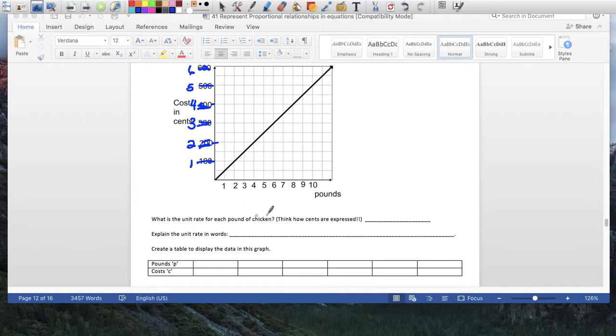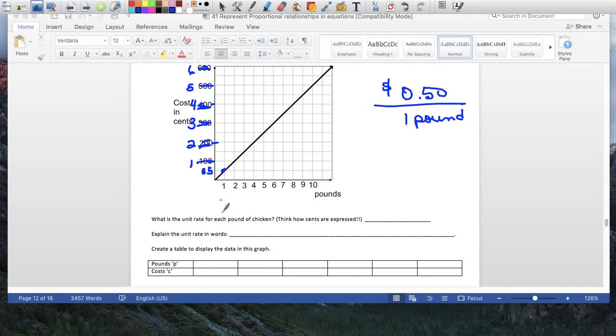So what is the unit rate for 1 pound of chicken? So this is the pound. So 1 pound of chicken meets here. And halfway between 0 and $1 is 50 cents. So my unit rate, according to the graph, is 50 cents for 1 pound of chicken. And I used my graph to find it. Okay. Explain the unit rate in words. It's 50 cents for 1 pound.